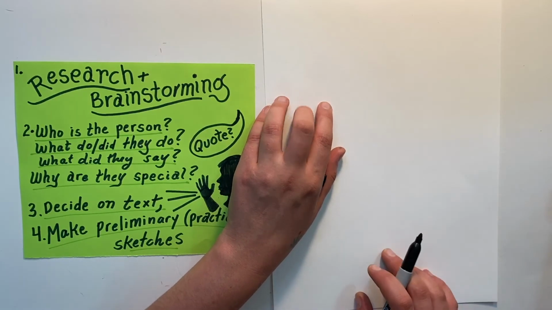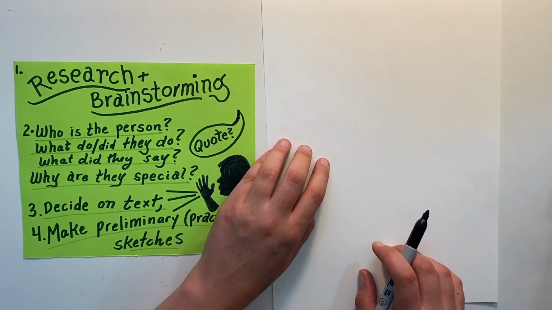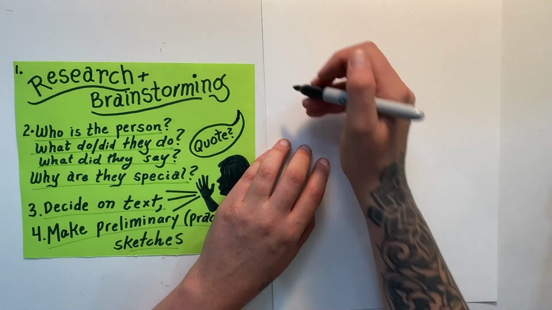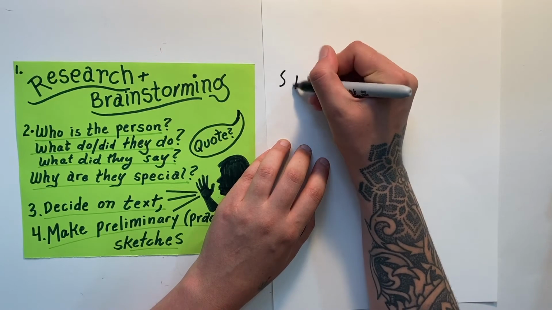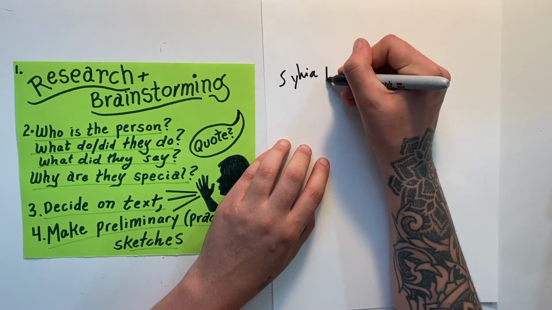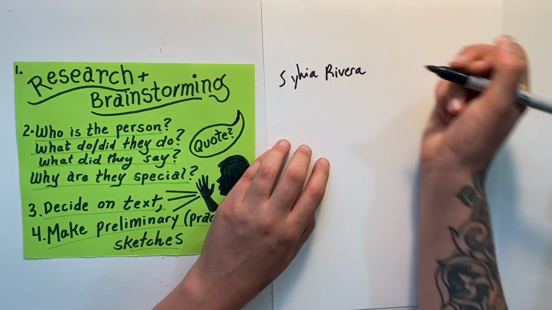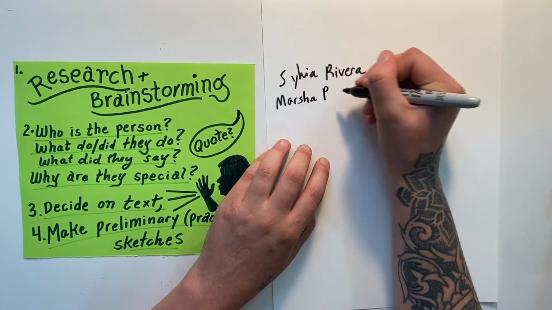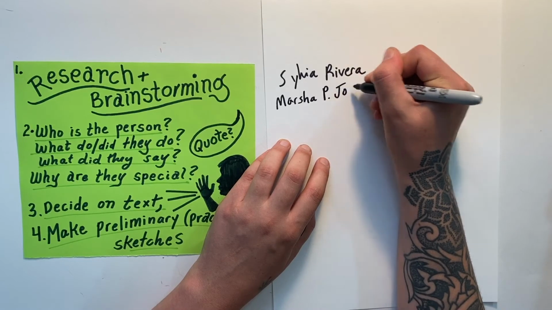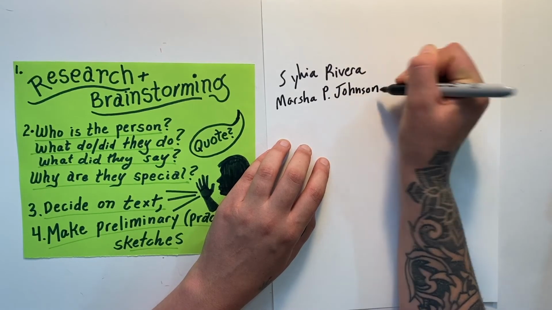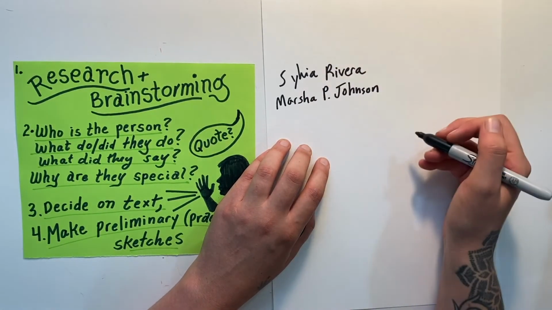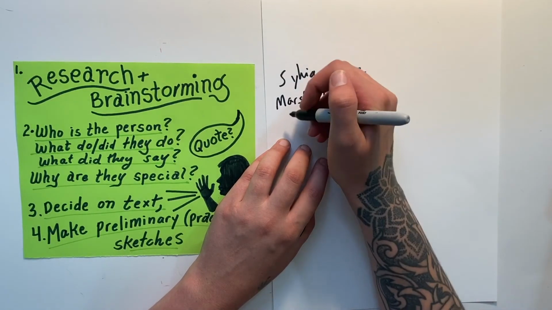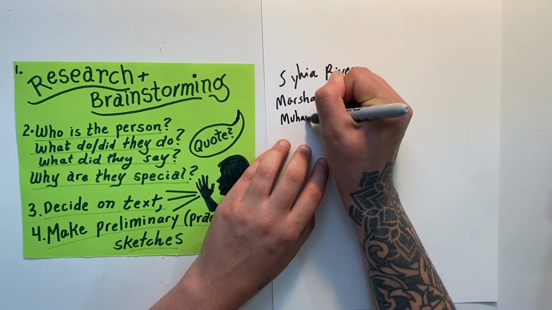So maybe if I know I want to make my poster about, maybe I'll think, okay, so maybe I want to make my poster about Sylvia Rivera. Maybe I want to make it about Marsha P. Johnson. And I'll just make a list of people, right? Make a list of people I might want to make my poster about. Maybe I want to make it about Muhammad Ali.